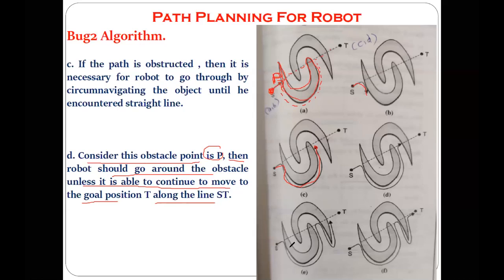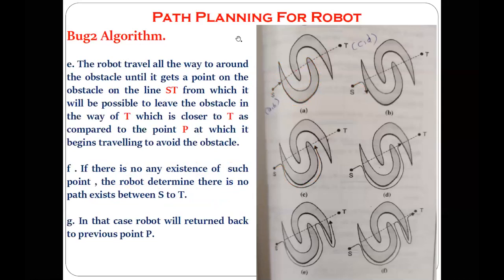Until what situation does the robot have to move? The robot has to move until it encounters the straight line. So as it goes on navigating around this object or obstacle, definitely at a certain point it is going to find the particular straight line. Like this, it goes on moving, and for example at this point it finds that straight line.